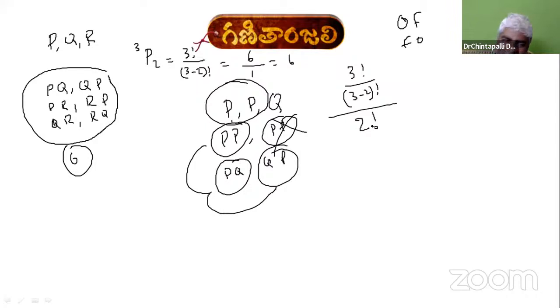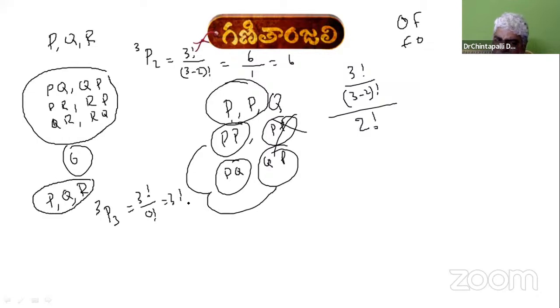Now the question is, how many 3-letter words can be formed by using PQR? Not 2-letter words. That is 3P3, which means 3 factorial by 0 factorial. 0 factorial is 1, so that is 3 factorial only. The number of 3-letter words that can be formed from PQR is 3 factorial. The number of 4-letter words out of ABCD, without using that formula, you can answer directly. It is 4 factorial only.